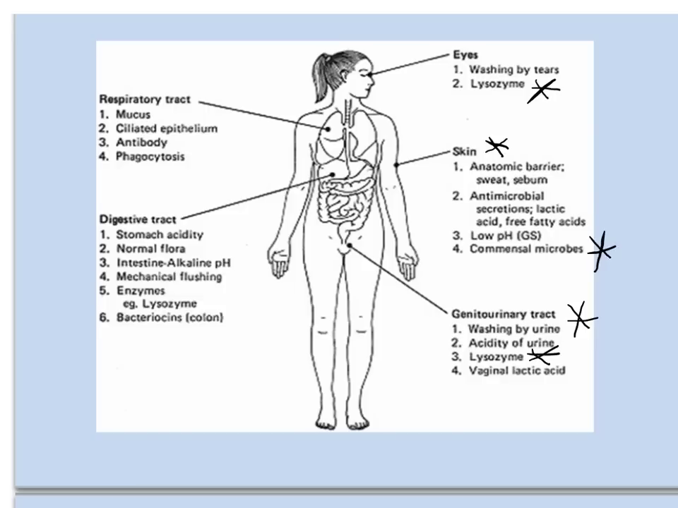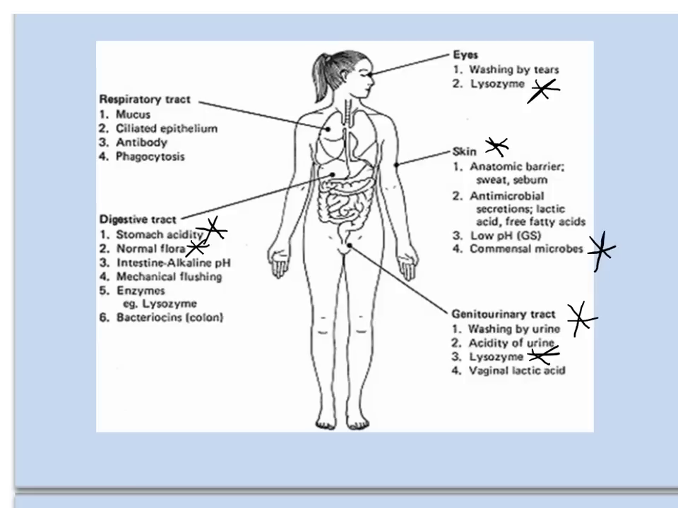In our digestive tract, we have really high acidity in our stomachs. We have natural bacteria in our digestive tract. That's what the natural or the normal flora is talking about. Normal flora refers to the normal colonies of bacteria we have in our bodies. Mechanical flushing, so we're constantly emptying and replenishing our digestive tract.